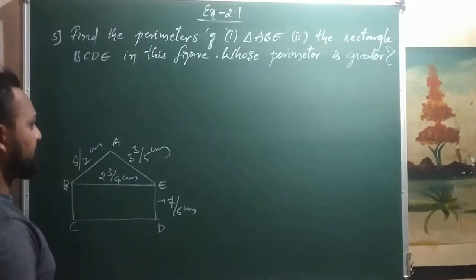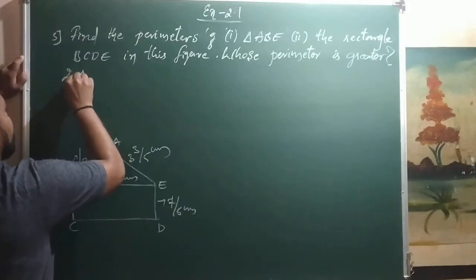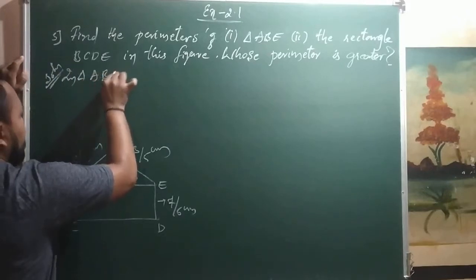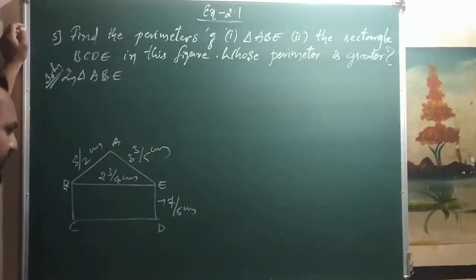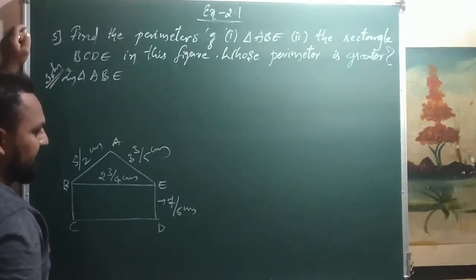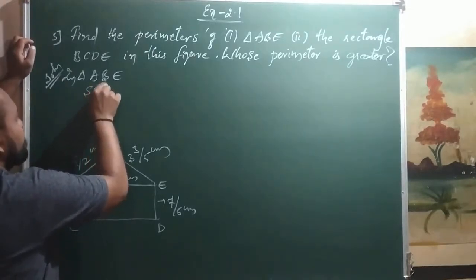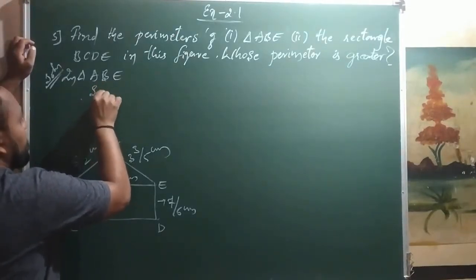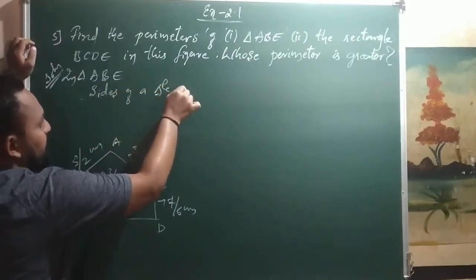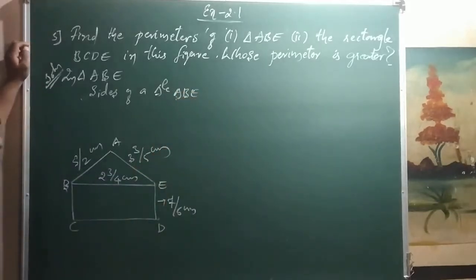Okay, first take the triangle. Solution: in triangle ABE, the sides of triangle ABE.